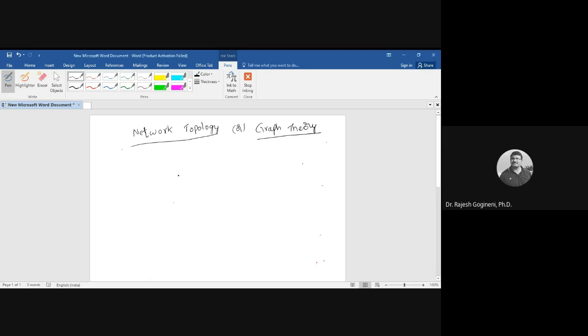Now let us see what a graph is. Suppose I take one network as an example, which consists of different elements, not only one type of element. Note down this one. Put the heading as graph theory. This is very easy to understand. If you concentrate on this, it is very easy.